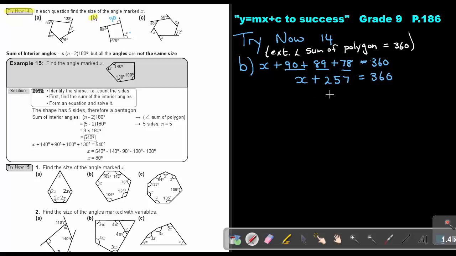And now to find the value, remember, to simplify this equation, I will subtract 257 on both sides. So then I will have 360 minus 257. And if I subtract that, I will come to an answer of 103 degrees. And that will be my solution.